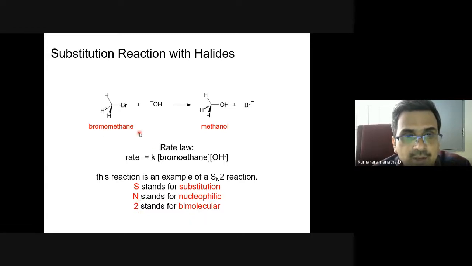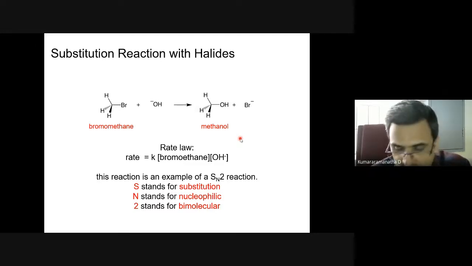So bromoethane is converted into methanol, where the rate of a reaction is dependent on both substrate along with base. Okay, so this is a very classical example which many of you might have already studied.